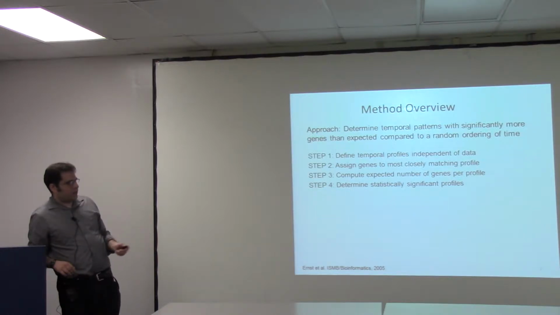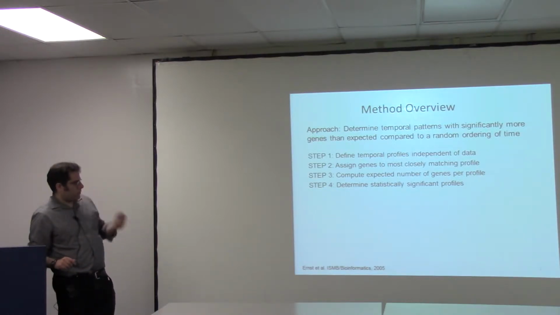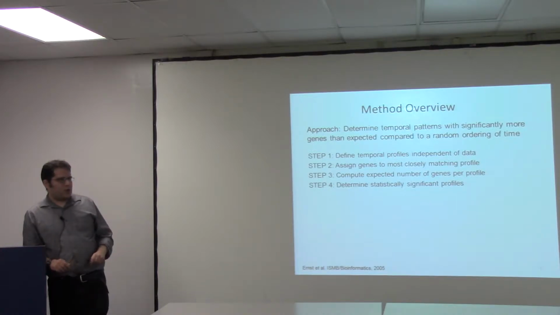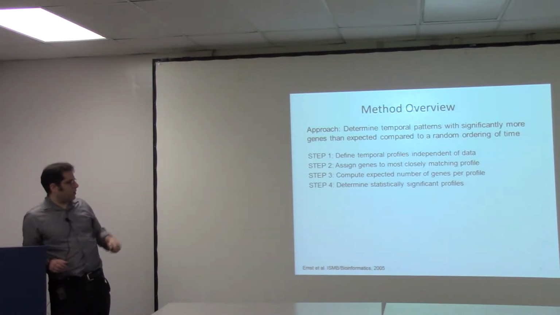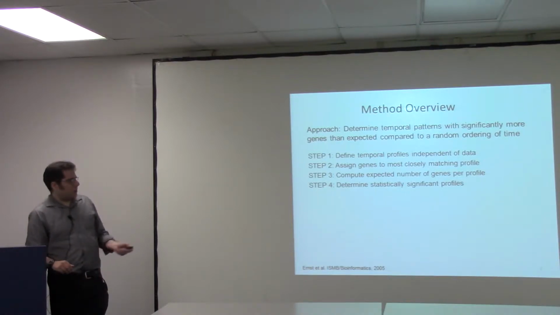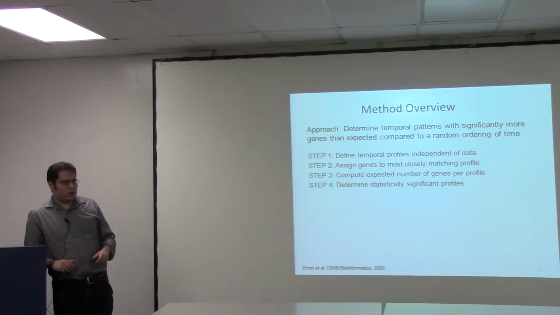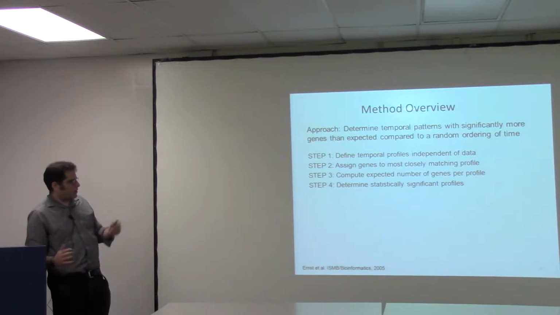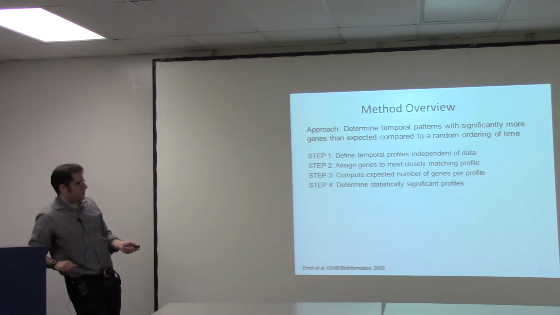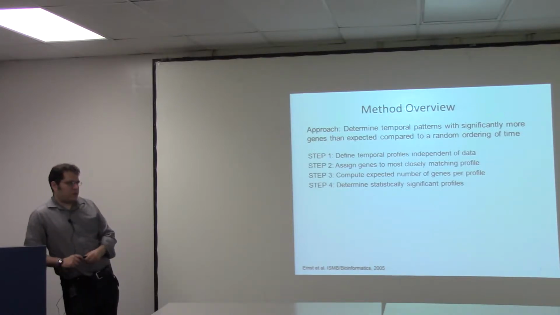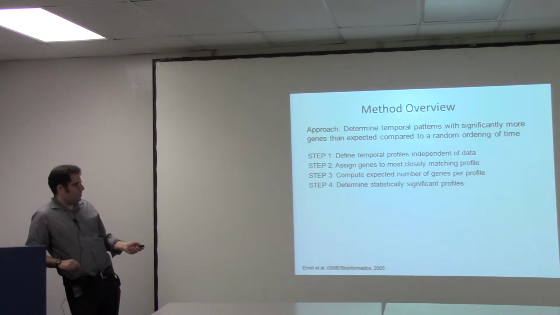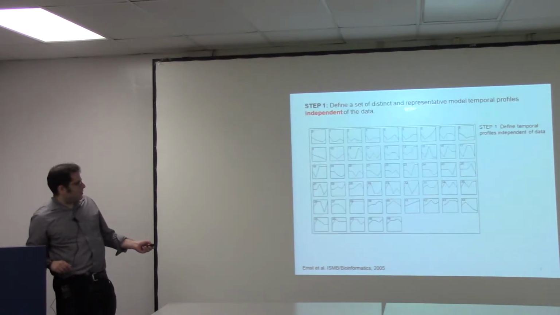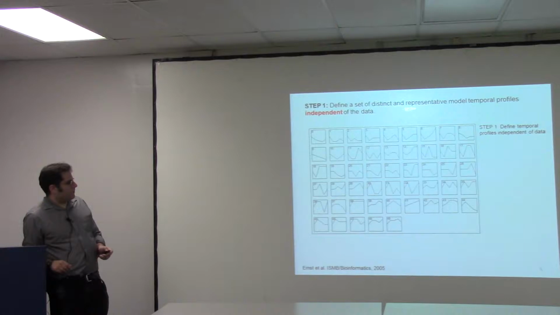So we have a different strategy here, a different twist on the clustering idea: first we define temporal profiles independent of the data. I'm going to talk more about each of these steps in detail. Before we even look at the data, we're going to define a set of profiles that effectively cover the space of data that we would expect to see. Then we assign genes to their most closely matching profile, these template patterns. Then we compute the expected number of genes we would assign to each profile. And finally, we can determine which profiles we consider statistically significant. So now to talk first about this first step.